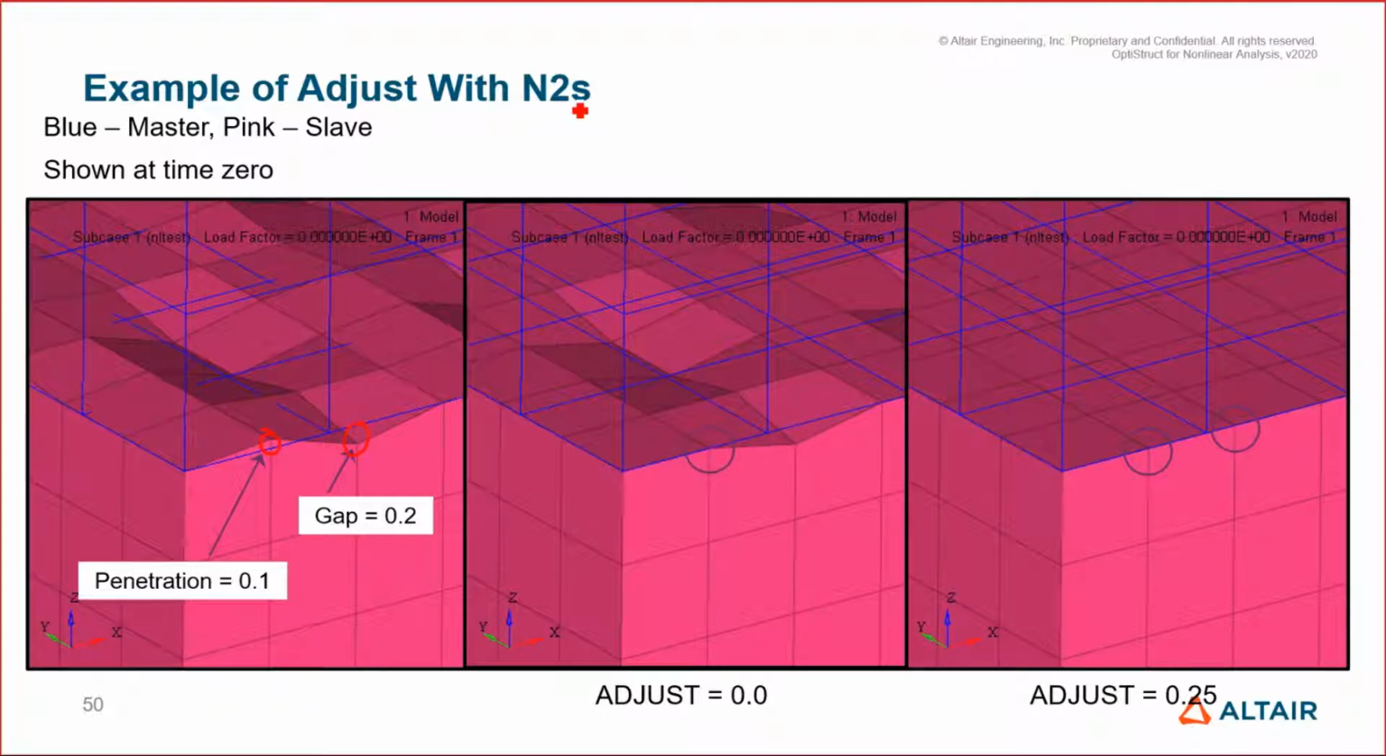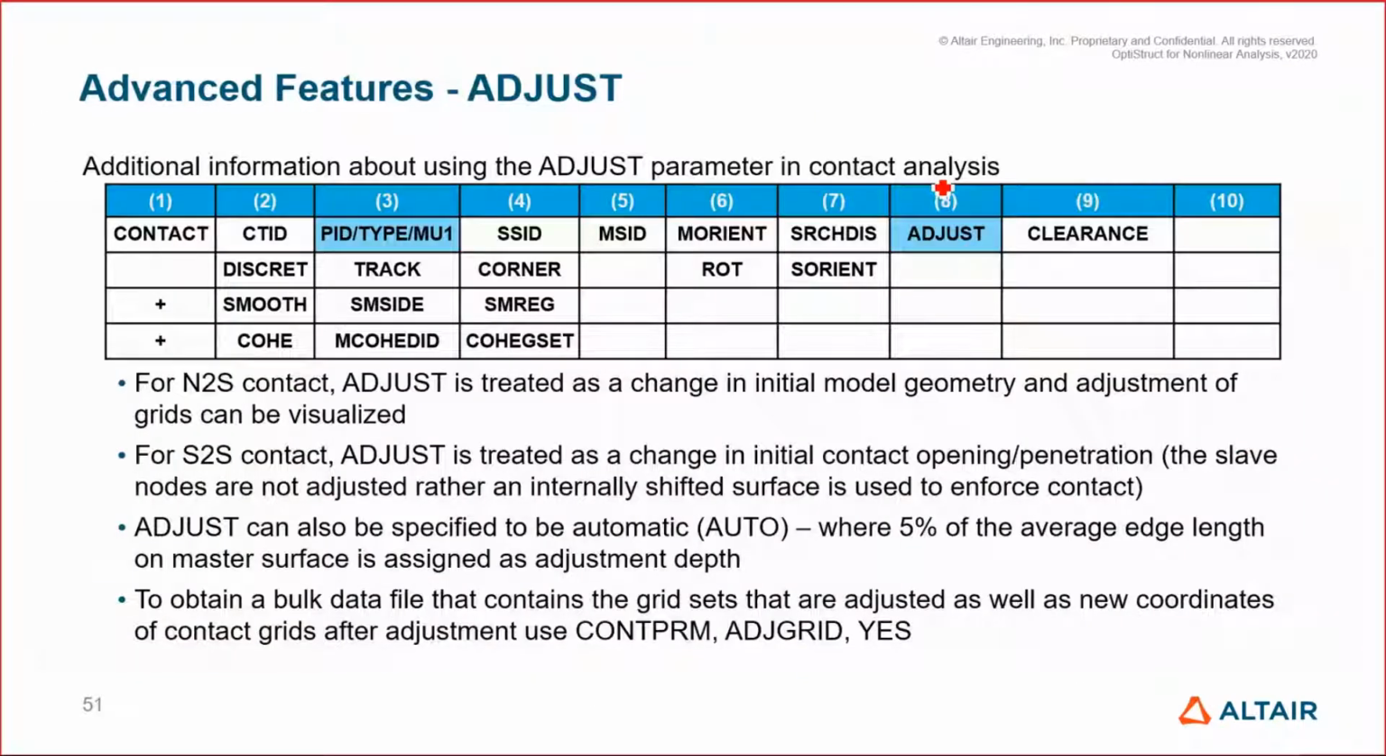Okay, so this is adjust, and if it's node to surface, we can see this physical movement. But if you use surface to surface, you won't see this physical movement. We just make sure that initially there's no penetration and there's no gap. So just take note, if it's node to surface, there's going to be an initial change in the model geometry and the adjustment of the grids can be visualized. Surface to surface is just going to be treated as a change. There will be no visualization of the adjustment.